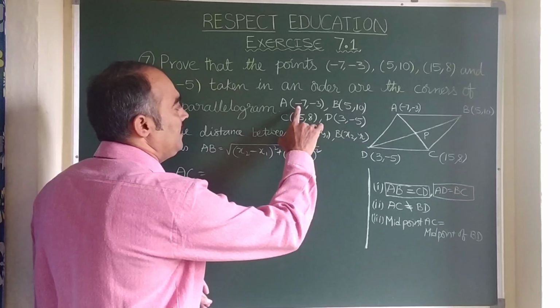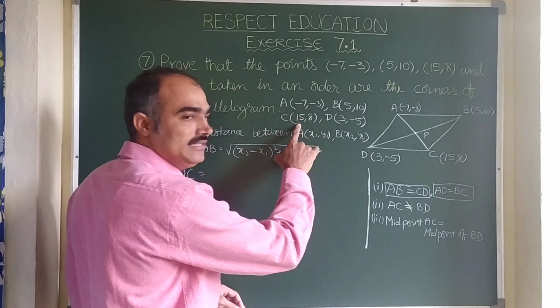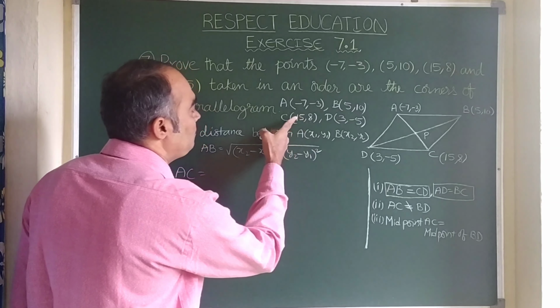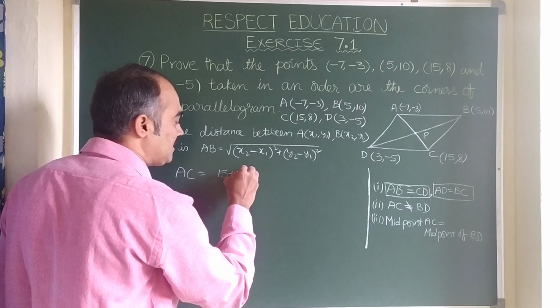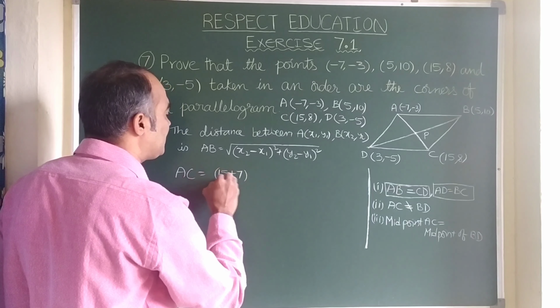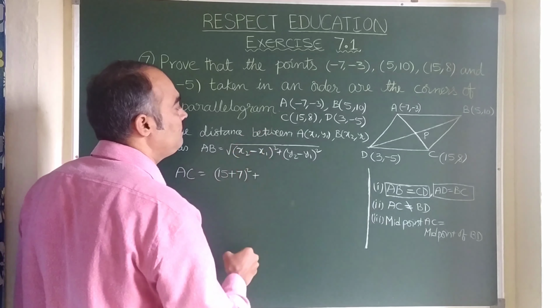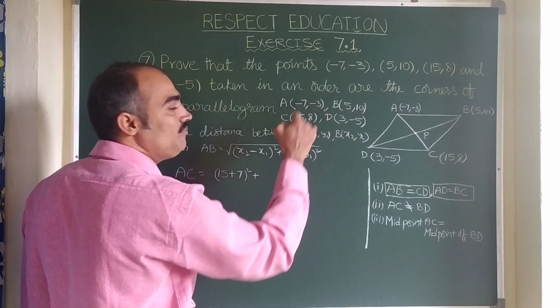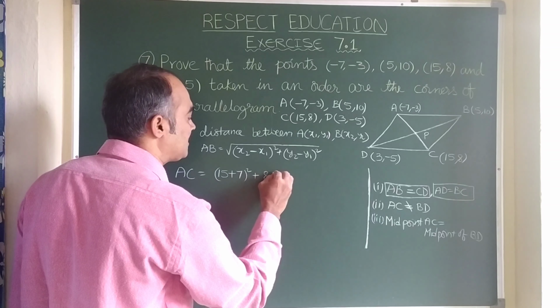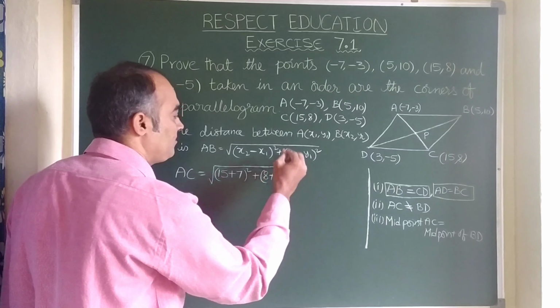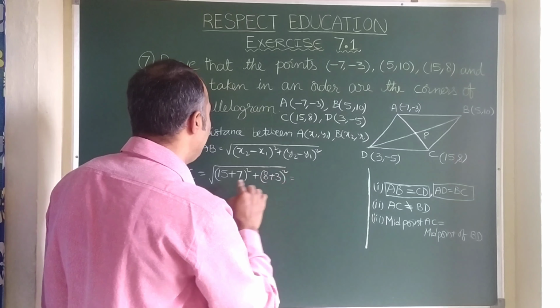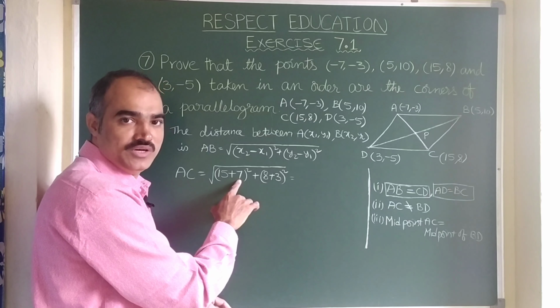So here A is (-7, -3) and C is (15, 8). So 15 minus of minus 7, that is 15 minus of minus 7 is plus 7. So the distance is the square root of (15 plus 7) whole square plus (8 minus of minus 3, means 8 plus 3) whole square. So let us simplify. 15 plus 7 is 22.